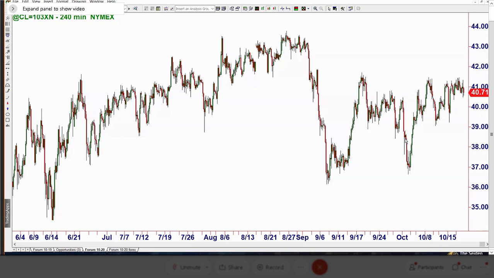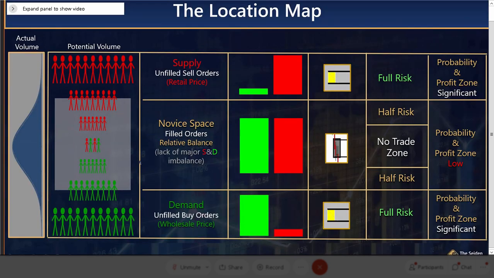Let's find maybe, let's see. All right. There's a little demand zone. See how it doesn't work? It's in the novice space. So for the ones I just showed you, those 2-3 levels that don't work, those are not levels that we would call supply and demand. They don't qualify. But remember, price moves out of those areas because of a supply-demand imbalance.